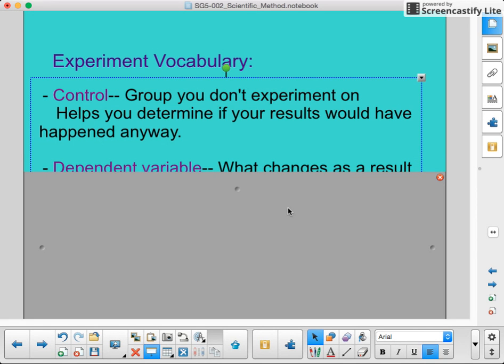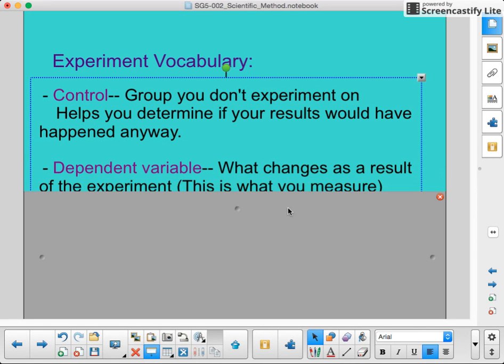That way I can see whether the plants that were exposed to classical music actually grew more or less than they usually would have. In an experiment, the dependent variable is the variable that changes as a result of your experiment. So this is what you measure in that plant experiment. The amount the plants grow in 3 weeks is the dependent variable, and I measure their growth each day.